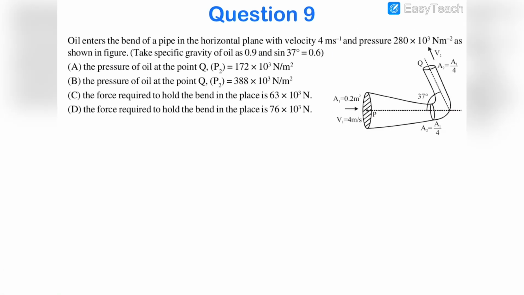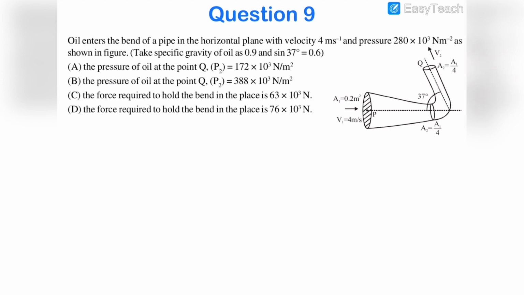In this question, you can see that there is a pipe which is placed in the horizontal plane, and the liquid is entering this end of the pipe with a velocity of 4 meters per second, and the area of cross section of this end is 0.2 meters square. The pressure at this end is equal to 280 into 10 raised to power 3 Newton per meter square, and the area of this cross section is A1 by 4. So we have to find out the pressure at point Q, and we have to find out the force acting on this pipe.